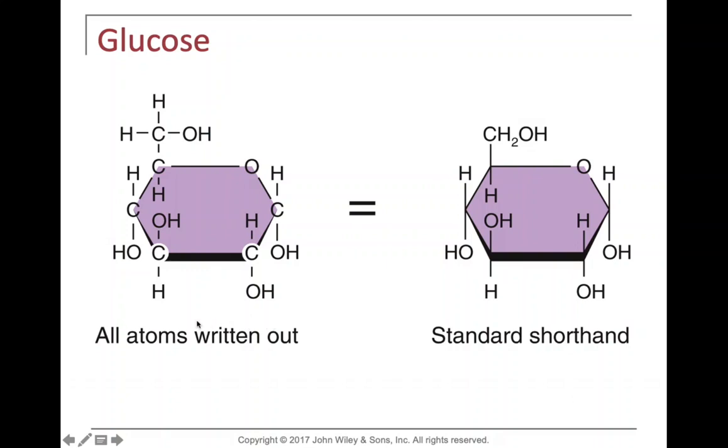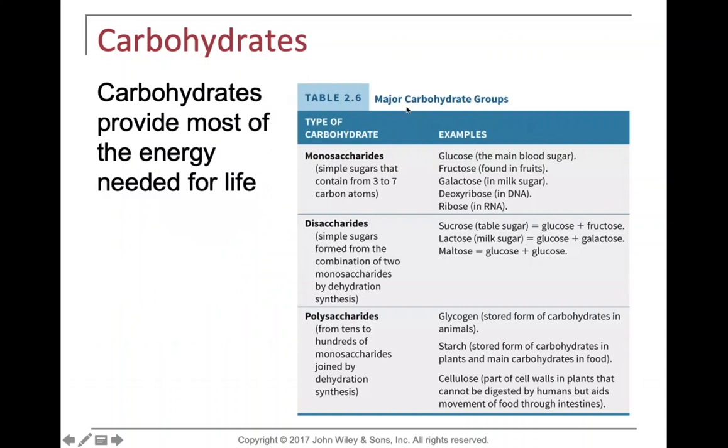Things can be written, all atoms can be written out this way, or it can be written out in shorthand, right? So if you look at the top left, we see the carbon, we see the hydrogens, the hydroxide, that's C, one carbon, H2, and then OH, right? Remember, that's your hydroxyl group.